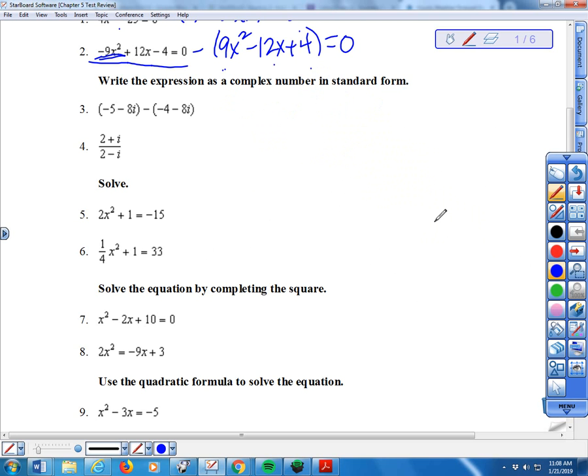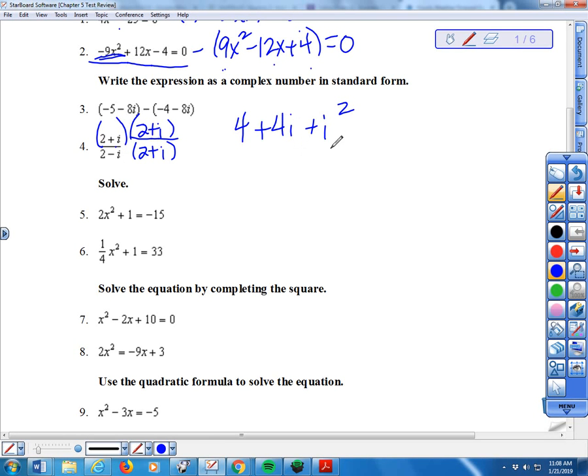Next one, we have an i in the denominator. The i is a radical. You don't have radicals in the denominator, so we have to get rid of it by multiplying by the conjugate, top and bottom. Okay, 2 plus i squared, which is what the numerator is. Square the first term. Square the last term. The middle term is this times 2.